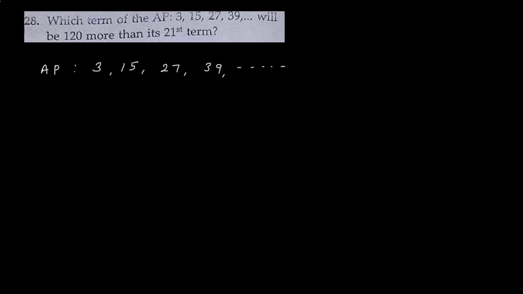We will say that an is equal to 120 more than the 21st term, A21, and n is the question mark. This n we have to find out. The value of a is 3, and the value of d is 15 minus 3, which is 12. Okay, so we will directly use the formula.